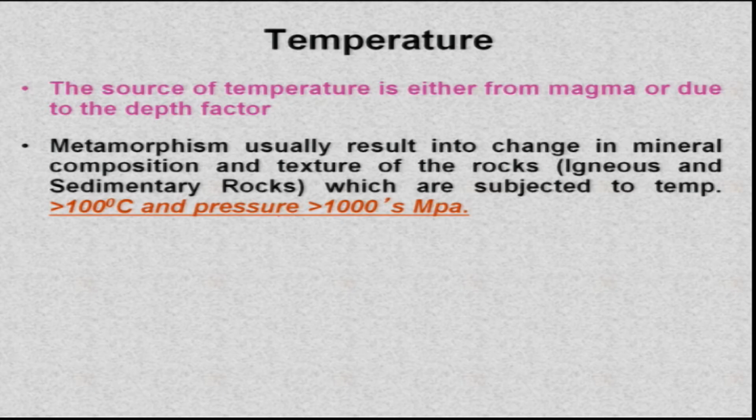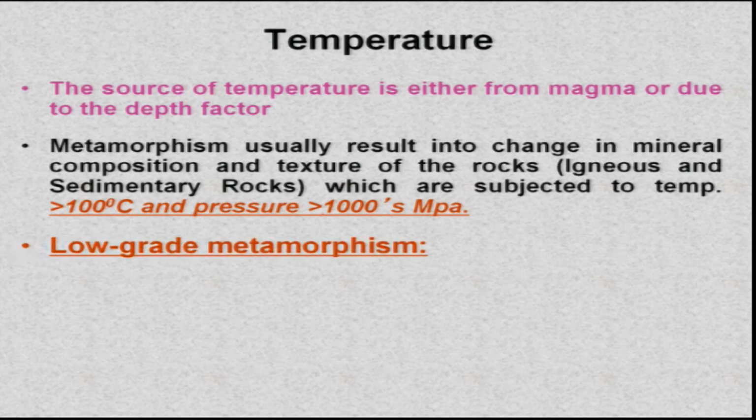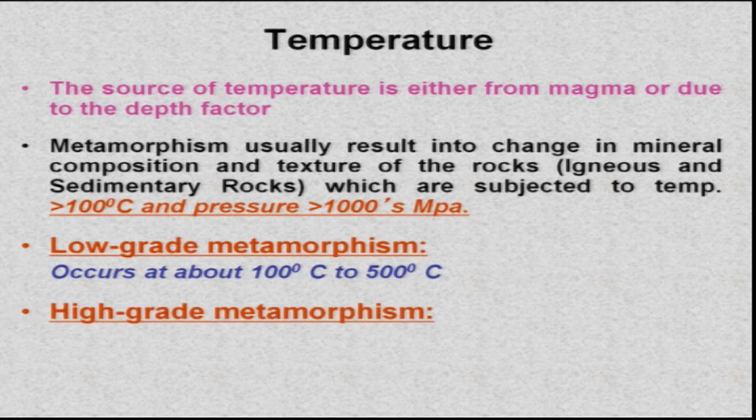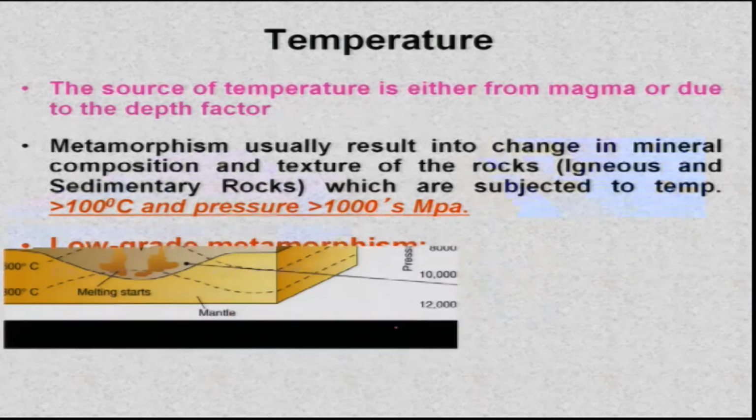The temperature is as high as greater than 100 degrees centigrade, and the pressure will be more than thousands of megapascals. For low grade metamorphism, the temperature is about 100 to 500 degrees centigrade, whereas for high grade metamorphism, the temperature is greater than 500 degrees centigrade. So these are the two types of metamorphism we term low grade and high grade metamorphism. Depending on this, we will have different types of rocks formed.